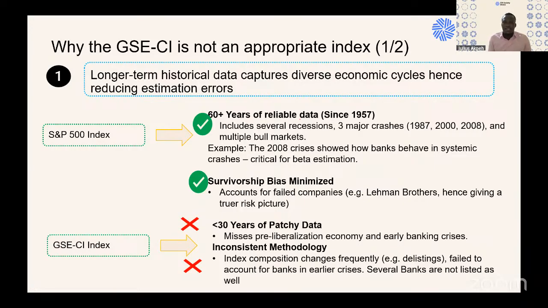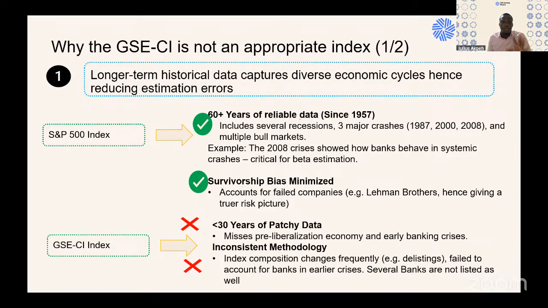For example, the 2008 crisis showed how banks behave in systemic crashes and is critical for beta estimation. And we really want to have this captured in the beta, right? And survivorship bias is also minimized because the index is still accounting for, when you take that long-term perspective, it accounted for failed companies like Lehman Brothers and has given a truer risk picture, right?